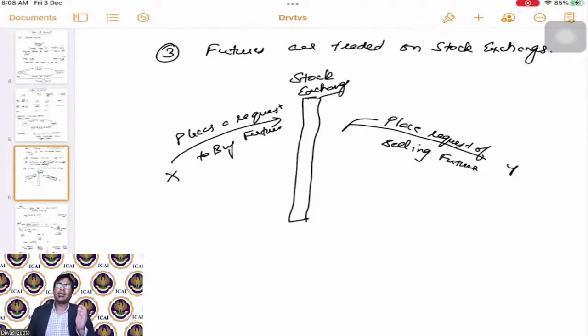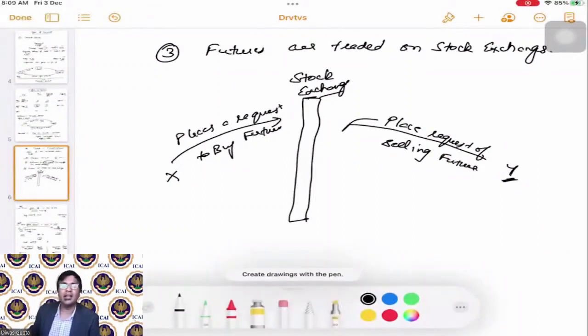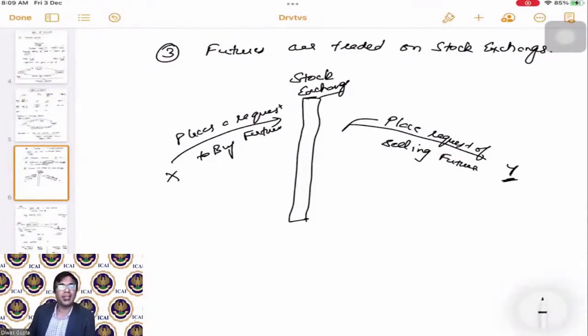Now a future is a contract on the underlying, correct? Buyer means he is agreeing to buy the stock after maturity. Selling the future means Y is agreeing to sell the stock after expiry, correct? That's how it is happening. Buying the future means that X is agreeing to buy the stock after the expiry. Selling the future means Y is agreeing to sell the stock after expiry, correct? But they are entering today in the form of futures.